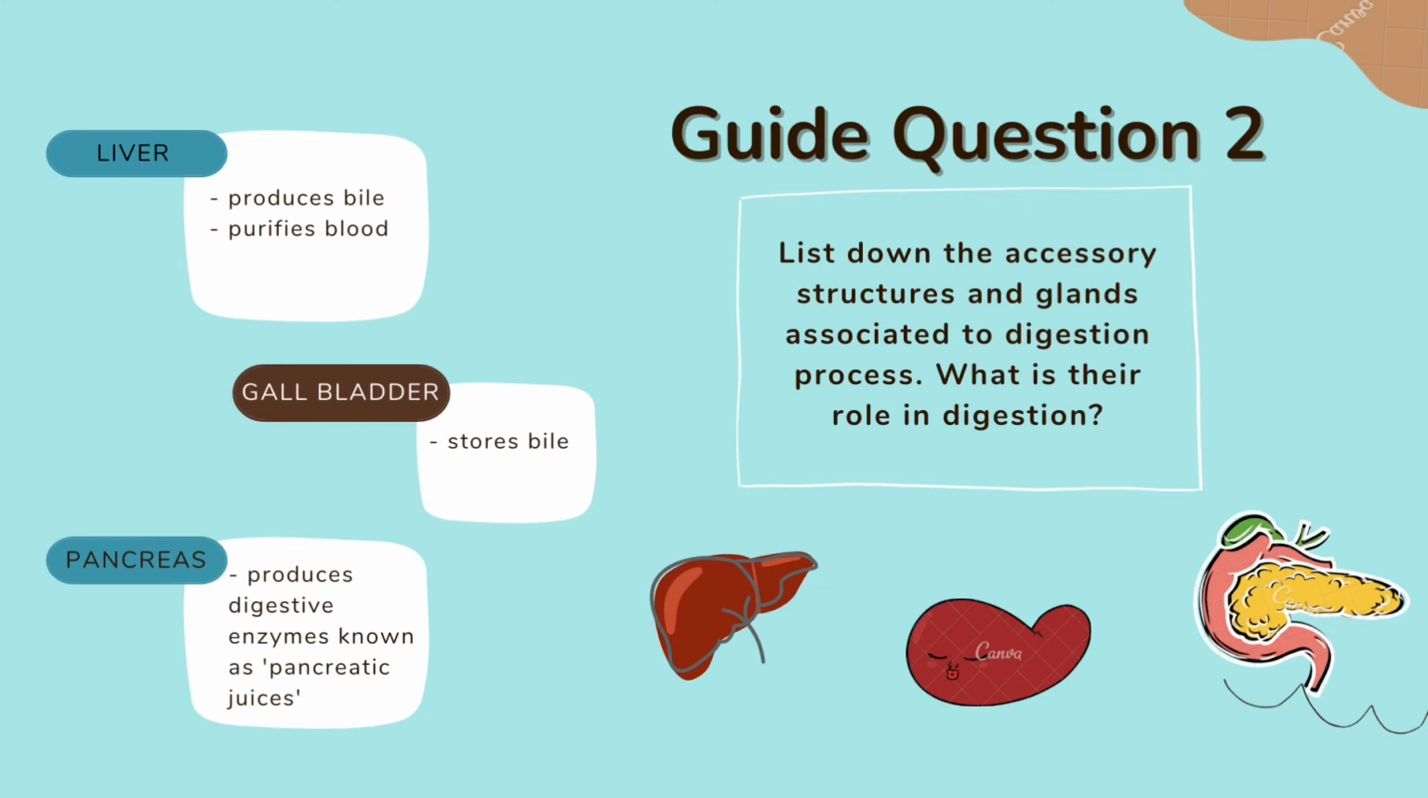For the second part of the guide question, we will list down the accessory structures and glands associated with the digestive process, and we will discuss their role in digestion. The three accessory organs of the digestive system are the liver, gallbladder, and the pancreas. The liver produces bile which helps break down the food, and it also purifies the blood coming from the small intestine. The gallbladder is basically a storage organ for the bile that the frog's liver produces. And the pancreas produces the digestive enzymes that help break down starches, sugars, and fats.